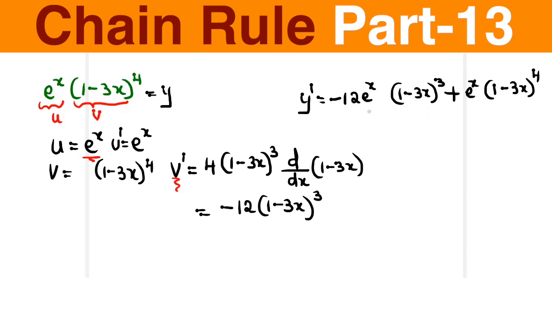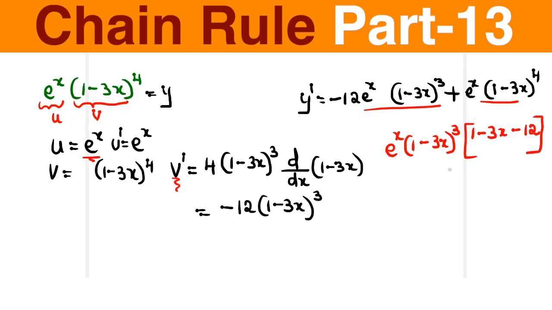Here I'm going to take the common factors from these expressions outside, which means e power x (1 minus 3x) the whole cube. Now open bracket. Here what is left is 1 minus 3x. In here it is just a minus 12 that is left. Now you can simplify this.